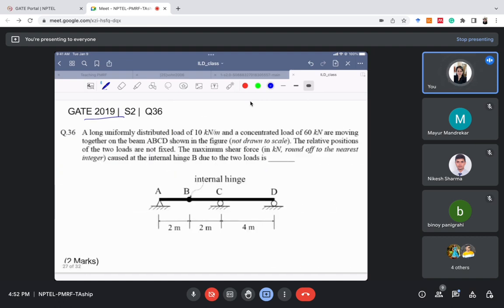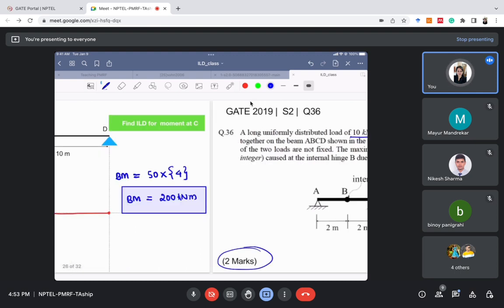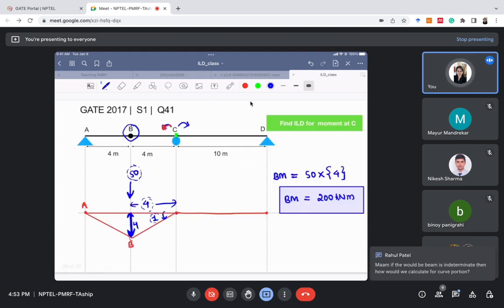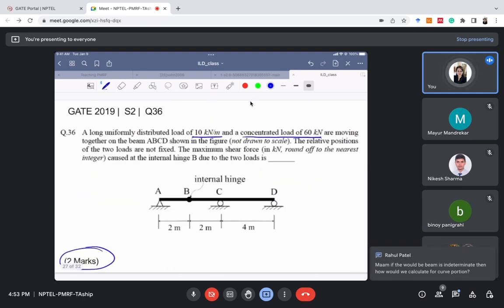So for this question also, it's a 2019 question. Here also, I guess it is nowhere written that you have to determine the value of the ILD. It's also a 2 mark question, right? It was given that a uniformly distributed load of 10 kilonewton per meter and a concentrated load of 60. So in 2017 there was just a concentrated load, but in 2019 they have added the UDL also, right?